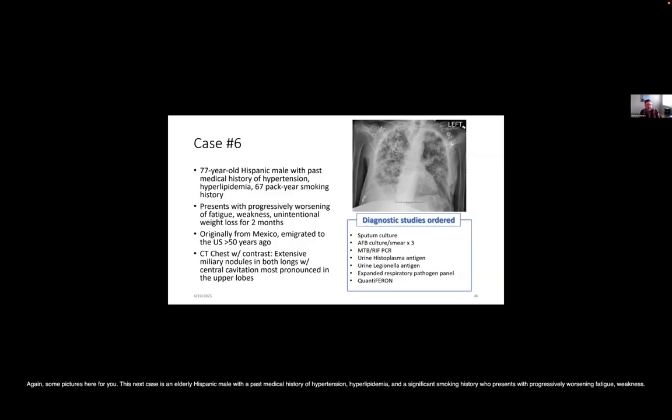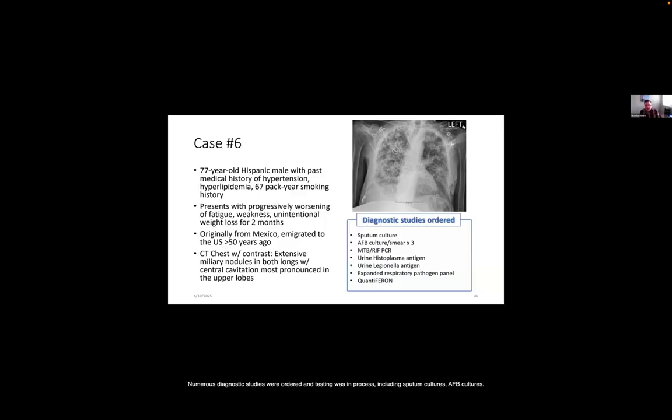This next case is an elderly Hispanic male with a past medical history of hypertension, hyperlipidemia, and a significant smoking history who presents with progressively worsening fatigue, weakness, and unintentional weight loss for the past couple of months. He was originally from Mexico, but emigrated to the US 50 years ago. You can see his chest x-ray in the upper right really looks horrible. He also subsequently underwent a CT chest, which showed extensive miliary nodules in both the right and left lungs, with a central cavitation that was most pronounced in the upper lobes.